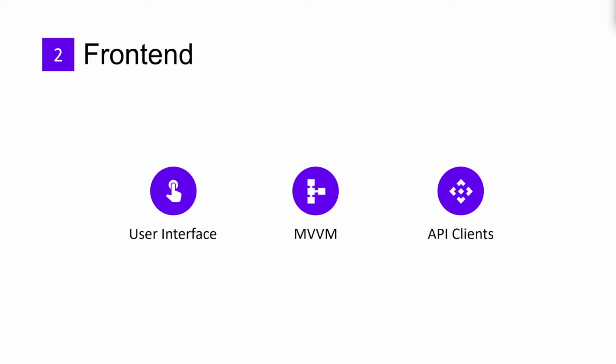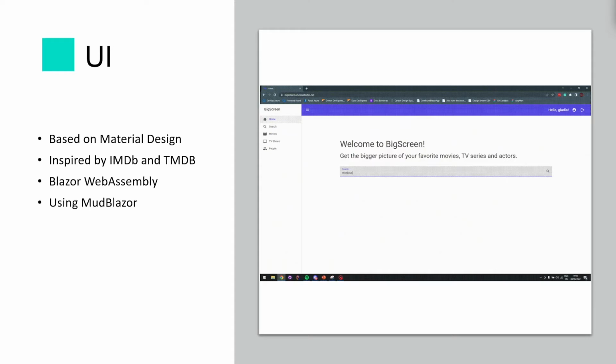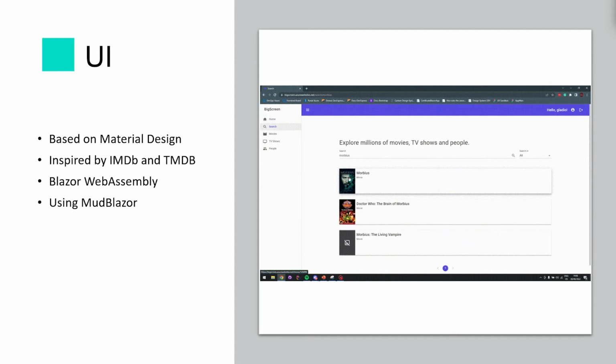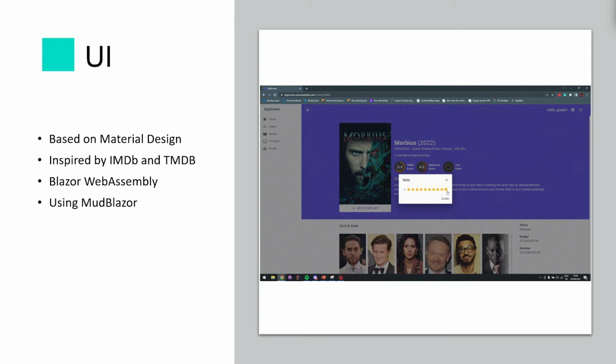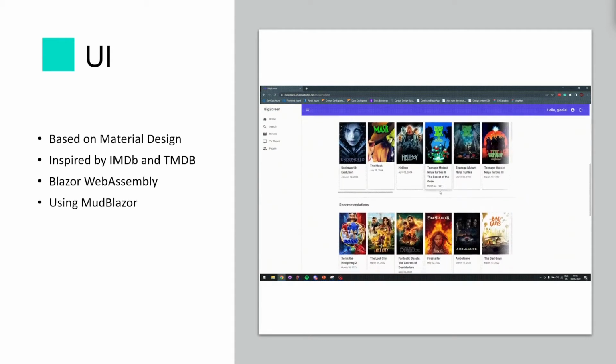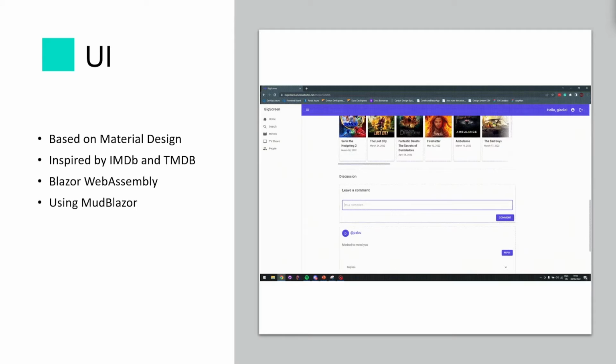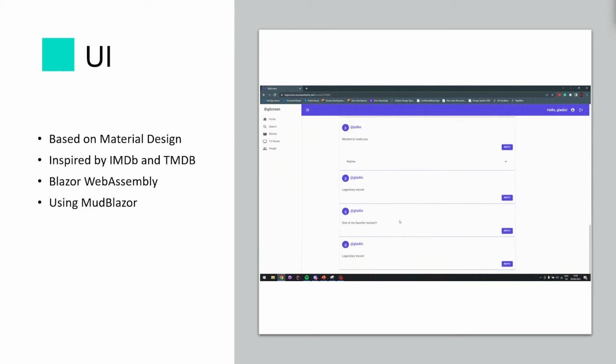There are three main topics when we speak about the Big Screen frontend. It's the user interface, the Model-View-ViewModel architectural pattern, and API clients. The graphical user interface is based on the Material Design System guidelines. This ensures a consistent UI where we, as developers, don't have to think about how a button should look, because other design experts figured it out for us, and we just have to use it.